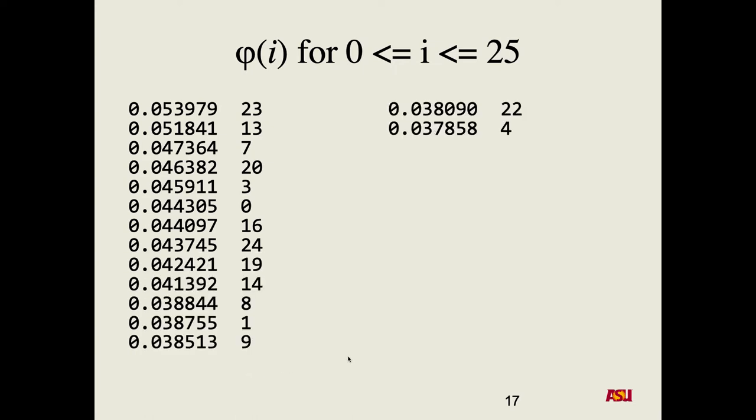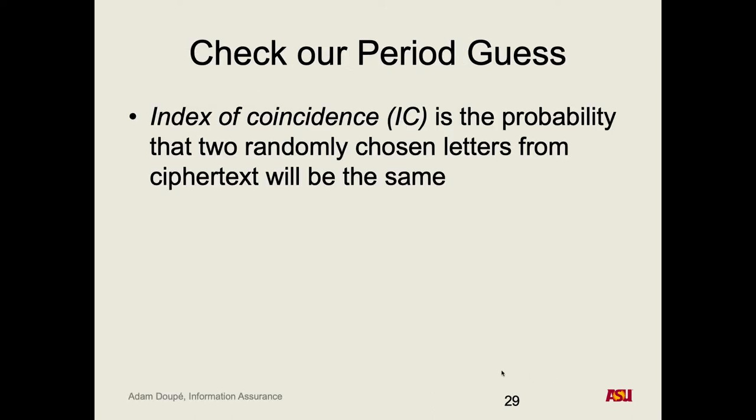that's not true. This is the correct shift. We could use that later. We're gonna use a different measure. We're gonna use the index of coincidence, which is the probability that 2 randomly chosen letters from the ciphertext will be the same.